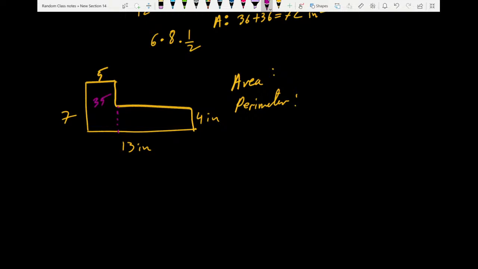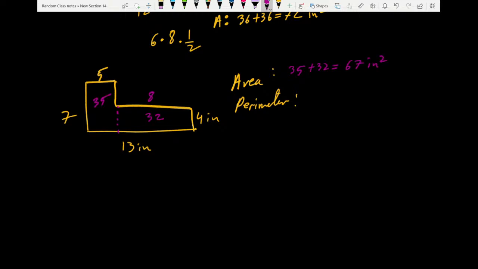Now the hard part would be this over here. You cannot multiply 13 times 4. You've got to find out the measurement of this. If the whole thing is 13 and this is 5, what's the measurement of that? 13 minus 5, that would be 8. And therefore the area is 32. So the area would be 35 plus 32, which is 67 inches square.